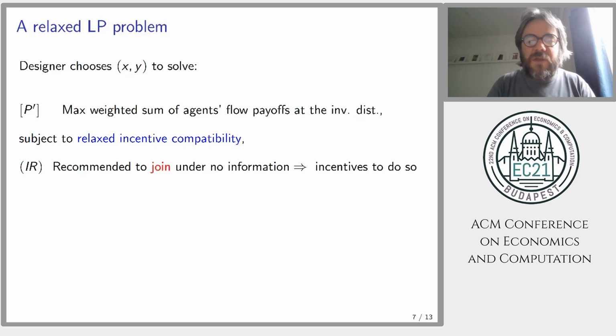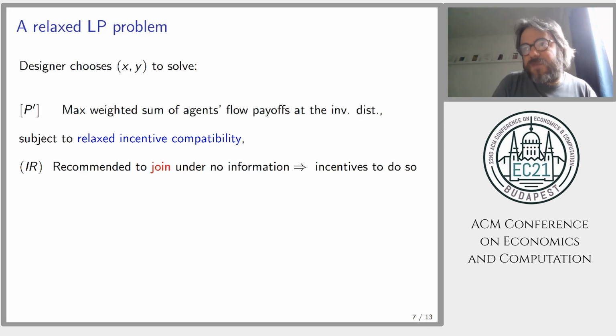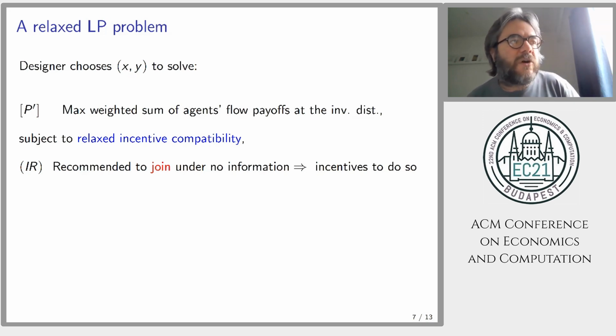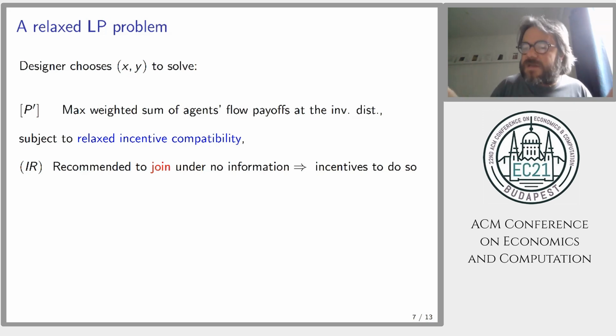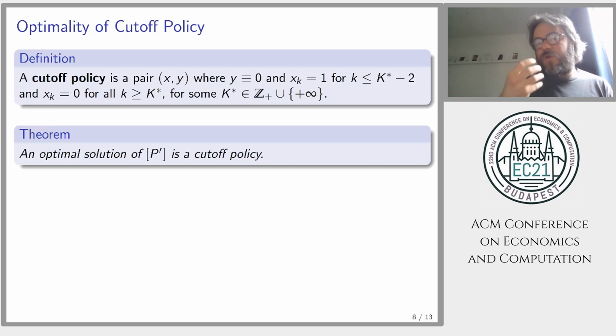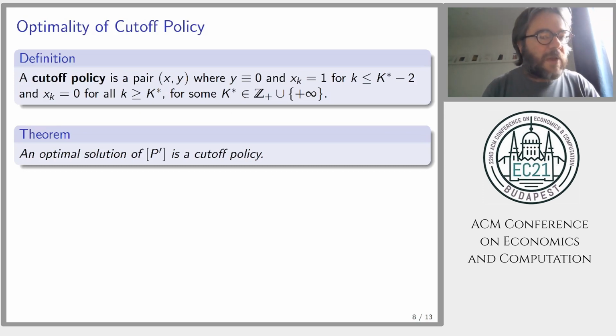So the only incentive constraint here is that the agent must have incentive to join the queue if he's uninformed and is recommended to join the queue. It's a weakening of the incentive compatibility constraint that I mentioned before, and in particular, there is nothing about dynamic incentive here, which makes this problem much simpler to solve. So the first result is going to be about the relaxed problem and about the solutions to the relaxed problem.